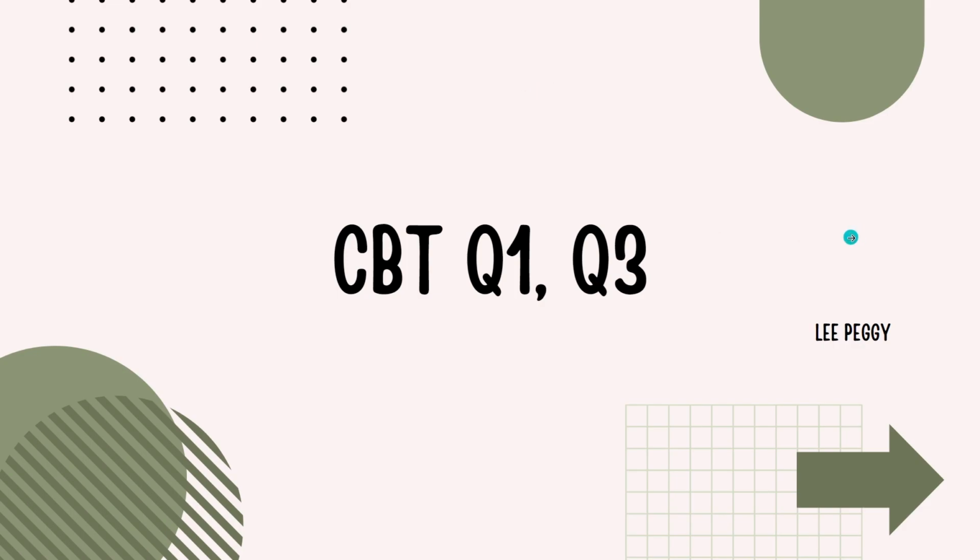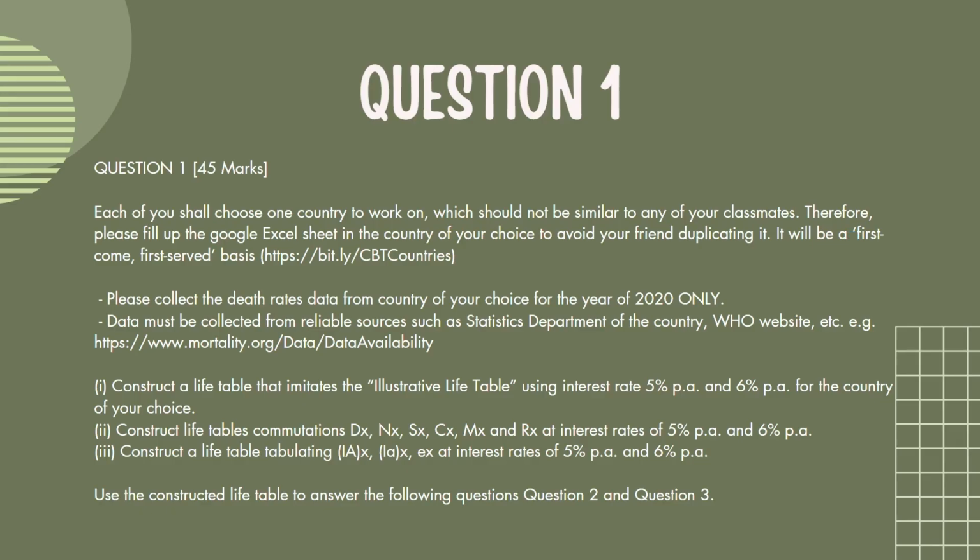So for question 1, we're required to choose one country to work on, which the country I've chosen is Taiwan, and we are required to collect the data from the HMD website for year 2020. So there are three requirements in this question.